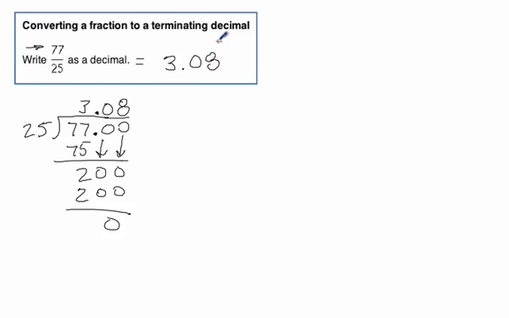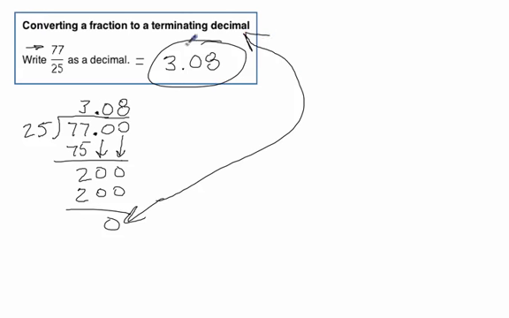3.08. It's always going to come out to be 0 because that's what this phrase, terminating decimal, means. Terminating means it ends, and it ends by coming out to 0.